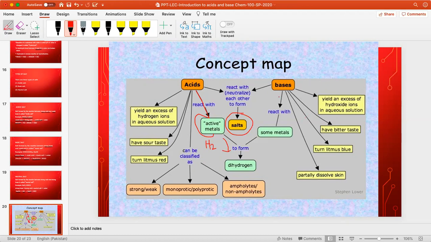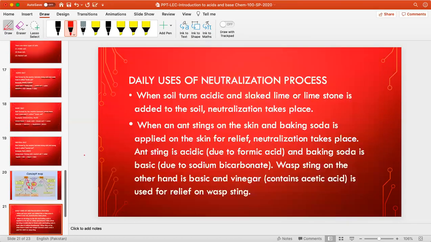Bases, when they react with metals, also give you hydrogen gas. Whenever you put bases in water, they ionize and give hydroxide ions. They have a bitter taste, turn litmus blue, and they partially dissolve skin. They are corrosive, they can even damage the skin. So this is all about the basic information of acids and bases.